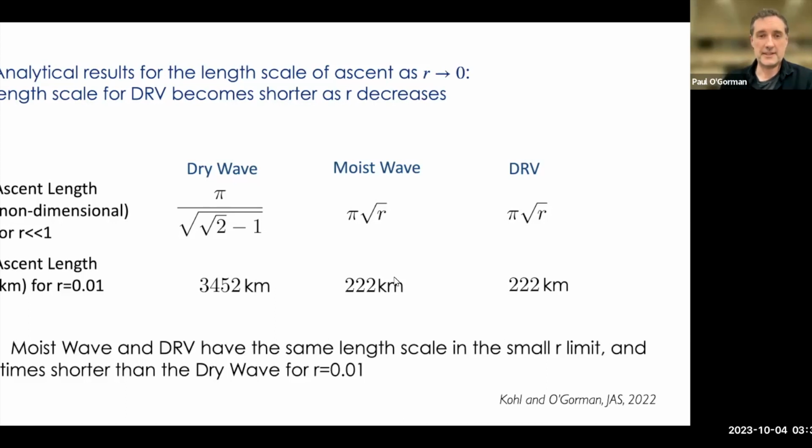And what you see is basically in the limit of R tends to 0, very strong latent heating, the moist wave and the DRV have the same length scale, but they're much smaller than the dry wave. And as R tends to 0, the length scale actually goes to 0 in this model. So we're just giving you as an example lengths in kilometers for a particular very small value of R, 0.01. So we think other things may come in to limit the length scale, but we get length scales about 200 kilometers for the DRV in that limit.